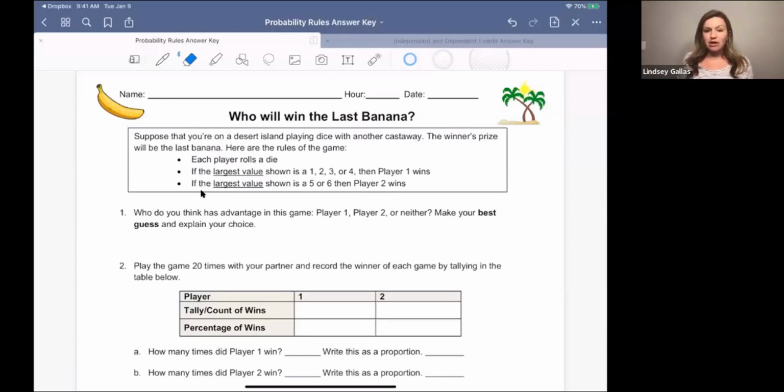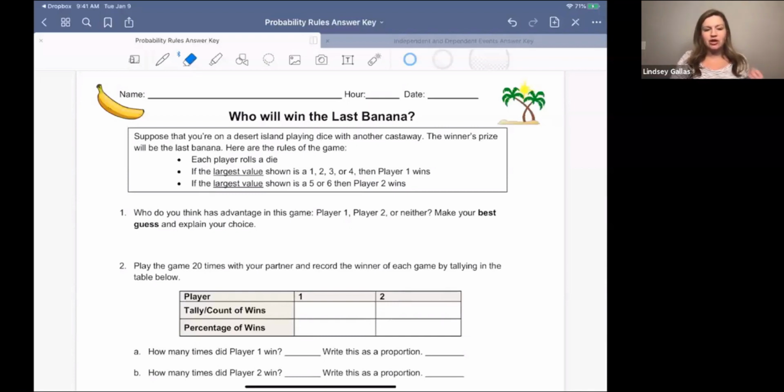We want to figure out, is player 1 or player 2 more likely to win, or is it equal either way? To do this, we're going to play the game. If you have 2 dice at your house, you can go ahead and just roll them and keep track. However, I am going to use a simulator from online.